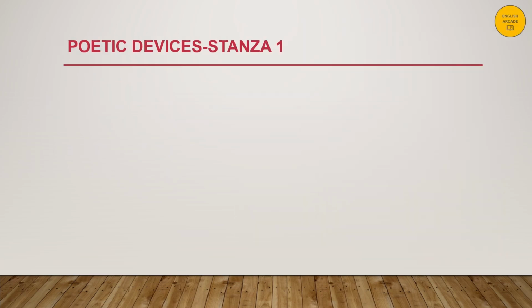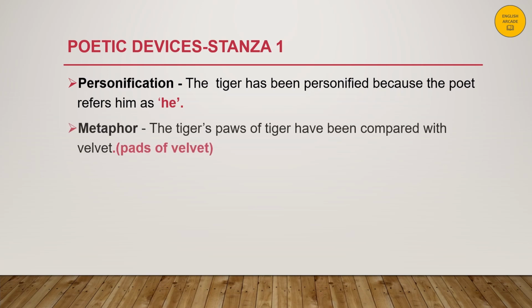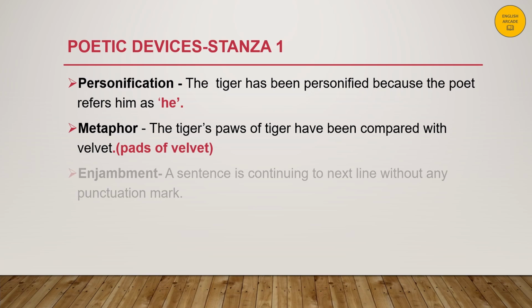Let us look at the poetic devices used in stanza 1. Personification. The tiger has been personified because the poet refers to him as he and not it. In fact, the tiger has been personified throughout the poem each time it is referred to. Metaphor has been used in pads of velvet. The tiger's paws have been compared with soft velvet.